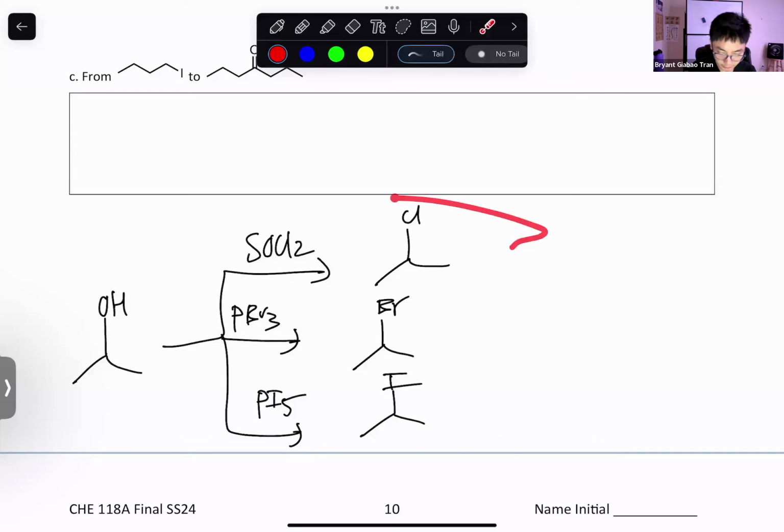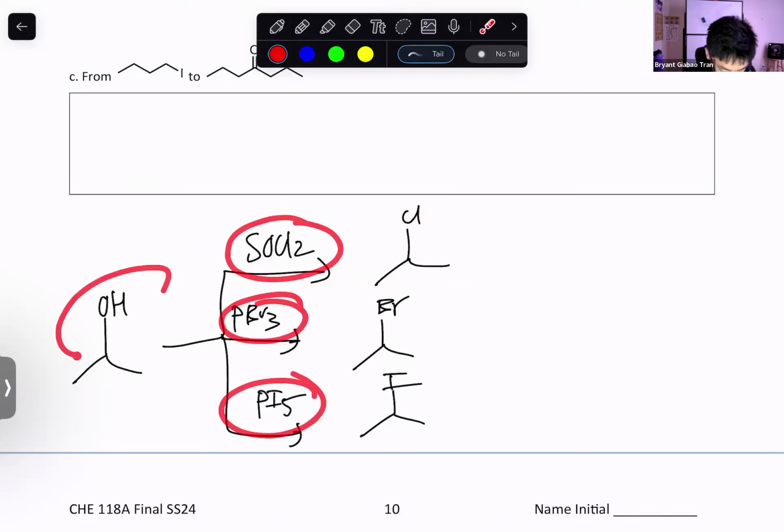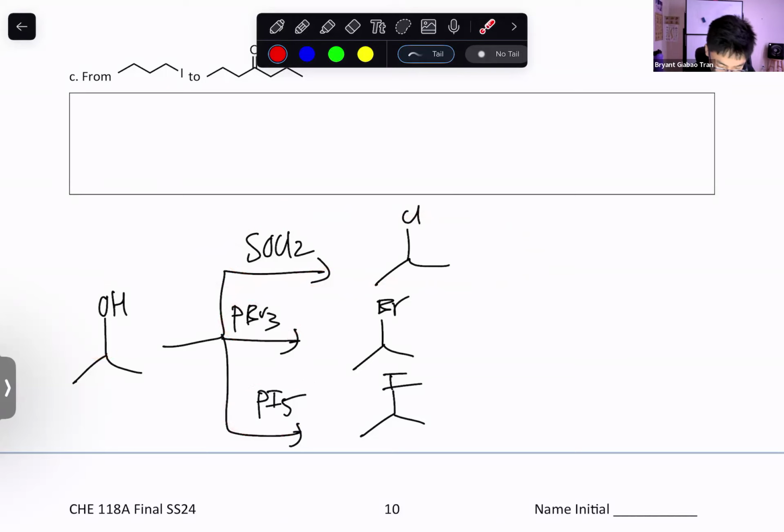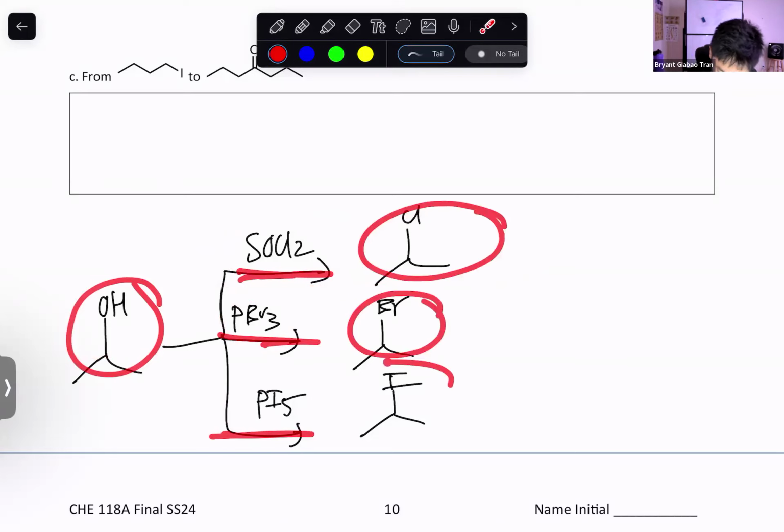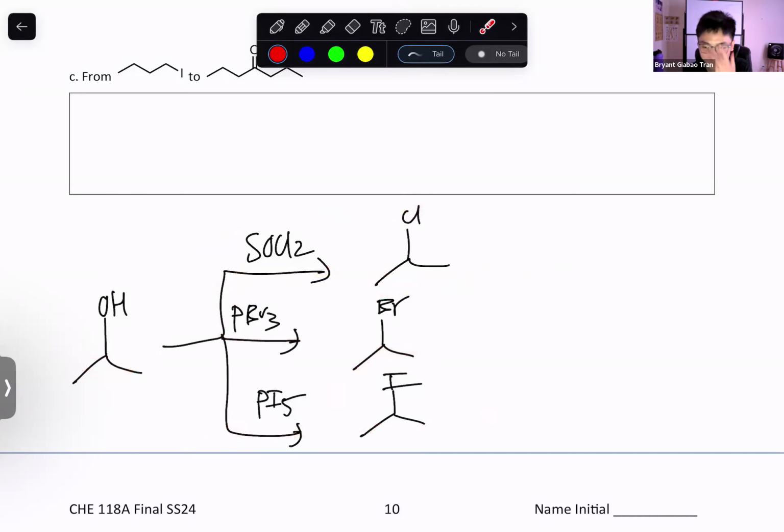I highly doubt you need to know the mechanism for this. It's just more of recognizing the reagent and the reactant and what it does, right? If you see alcohol reacting with either one of these weird reagents here, that's going to convert the alcohol into a halogen depending on what the reagent is. SOCl2 would convert it to chlorine, PBr3 would convert it to a bromine, PI3 would convert the alcohol to an iodine, right? I don't think you need to know the mechanism for that unless you went over it, but I don't see it tested that much for 118A. Right.